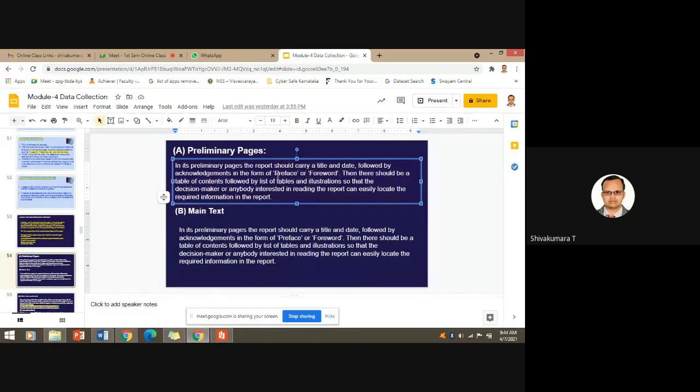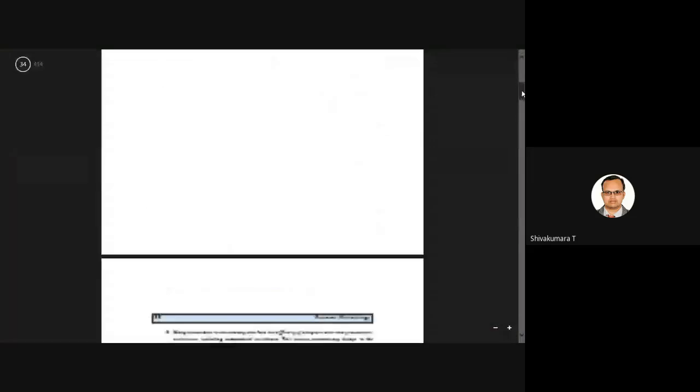So just now you have observed in the textbook, a preface was found for the second edition as well as the first edition, right? Then there should be a table of contents. Just now you have seen the book contents: main title, research methodology, subtitles, what is research, significance of research, and so on. Then there should be a table of contents followed by a list of tables and illustrations, so that the decision maker or anybody interested in reading the report can easily locate the required information in the report.